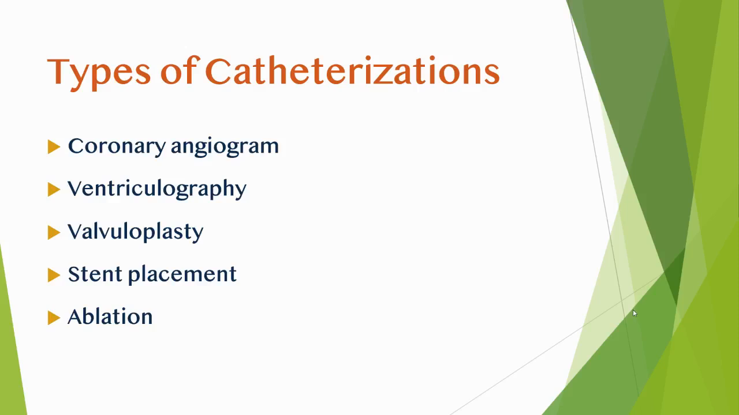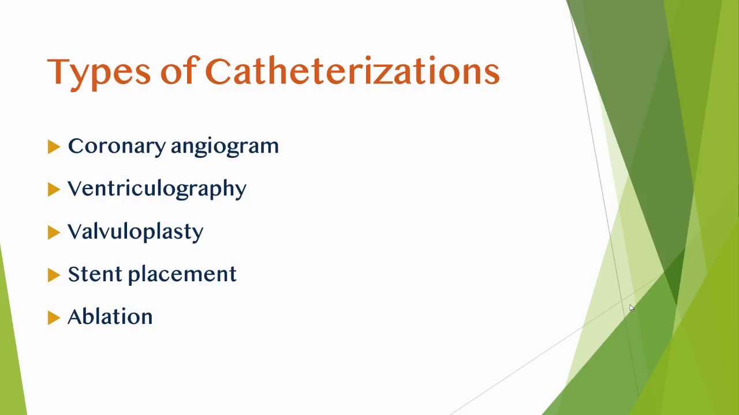Then you've got a ventriculography. This is where your doctor uses a contrast dye and x-ray again to assess the pumping function of the heart chambers. Then you have a valvuloplasty, where a balloon catheter is used to open narrowed heart valves. Also, a stent placement, which we'll talk more about in a moment, where a tiny mesh tube is inserted into the artery to help prop open a narrowed artery and improve blood flow. And then you also have ablations.